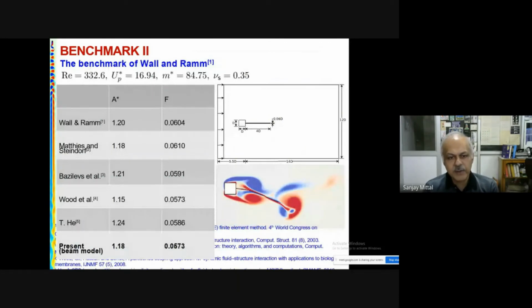Okay, so some benchmark problems were done. This is from Wall and Ram, a little bit higher Reynolds number, 330. And this is our present calculation, and there are some other results that people have presented. So we are quite happy with the comparison, so we went ahead.